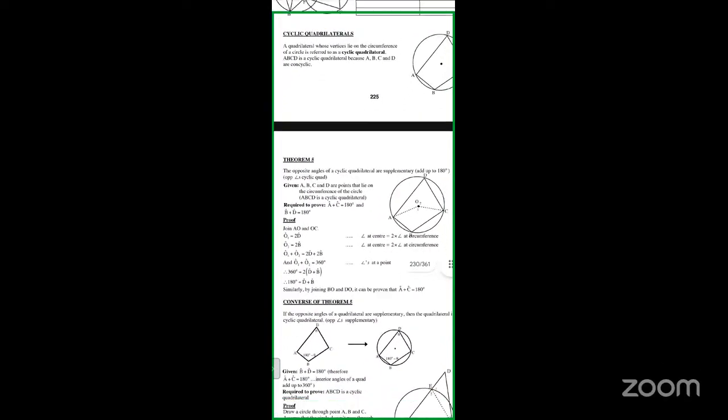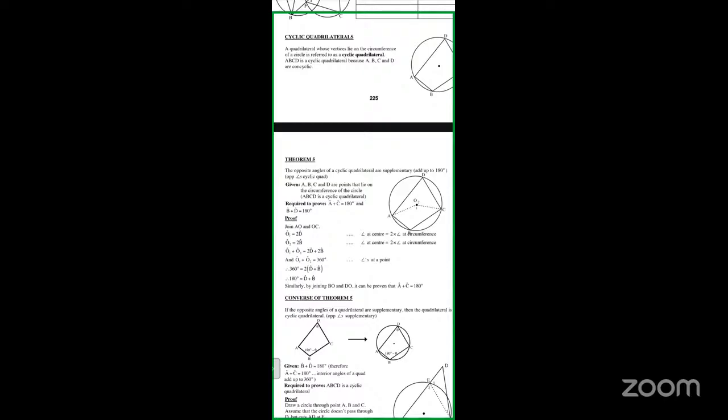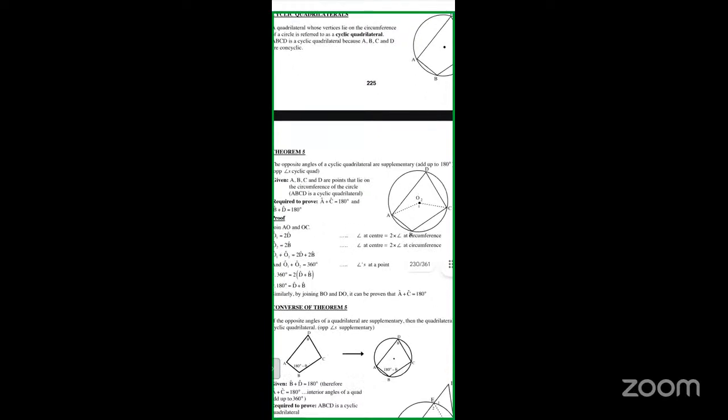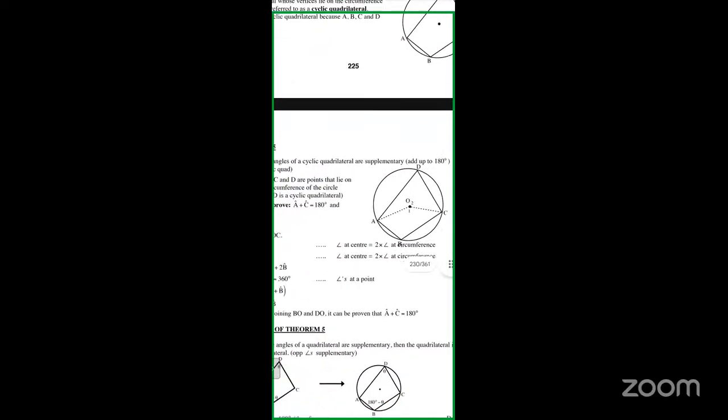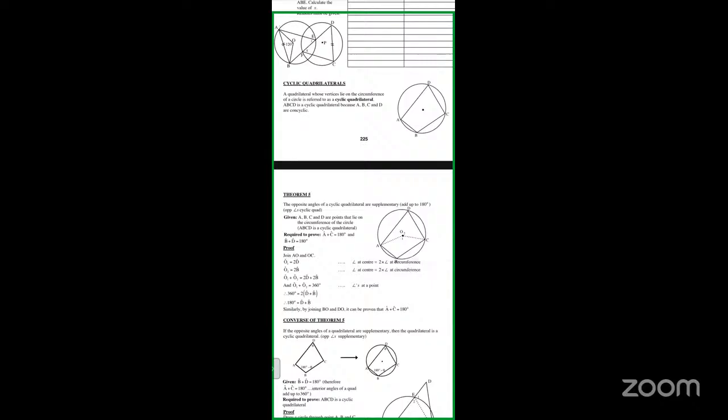So this theorem 5 is saying the opposite angles of a cyclic quad are supplementary, keeping in mind that supplementary means their sum is 180 degrees. So in this case, angle D plus angle B is going to be 180 degrees because those are the opposite angles of this cyclic quad. Angle C plus angle A is equal to 180 degrees. Those angles are supplementary because they are the opposite angles of a cyclic quad. Then this is the proof of this theorem.